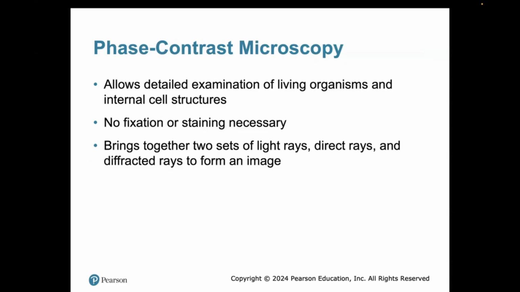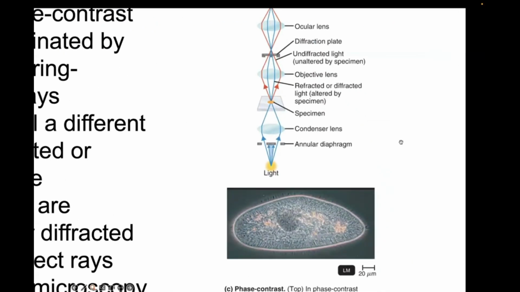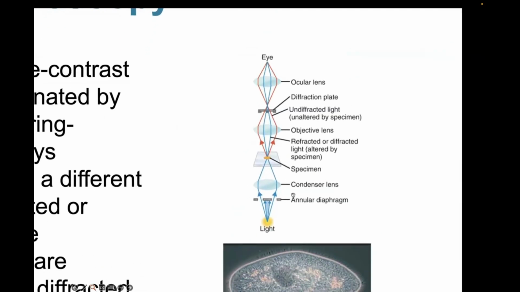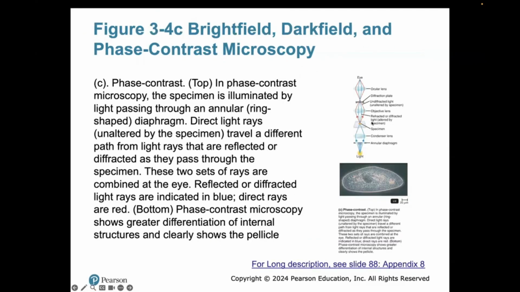Here we're going to use two sets of light rays, direct rays and diffracted rays, to form an image. So let's see. Here we see the light path, where the light source has an annular diaphragm present. This little ring-like structure is going to have the light pass through. And so the direct light rays are going to travel a different path from the light rays that are reflected or diffracted. All right, they're going to be traveling differently. And so the undiffracted light that was unaltered by the specimen is going to be recaptured and combined for us to visualize at the eye. Reflected or diffracted light rays are indicated in blue, and our direct rays are indicated in red.